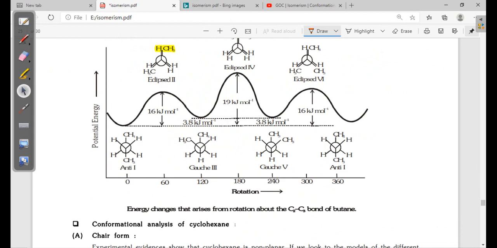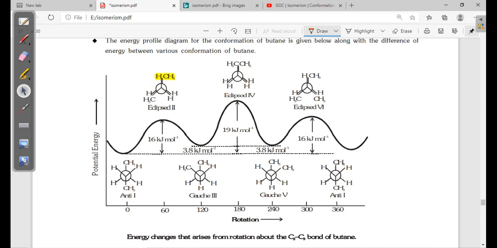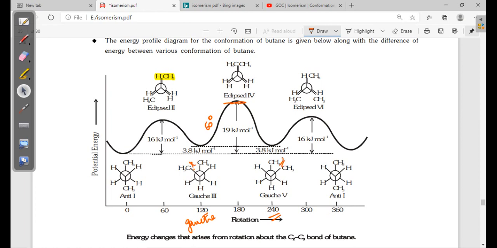See, in the same energy diagrams we can see here, fully eclipsed is highly unstable. That energy level is 19 kilojoule per mole. If you rotate 60 degrees, you get the gauche form, and here also the gauche form. These both have the same energy levels. See here, methyl-methyl repulsions remain, and hydrogen-hydrogen is the same.